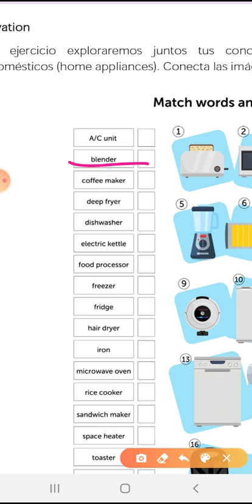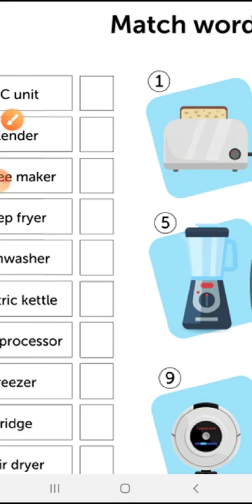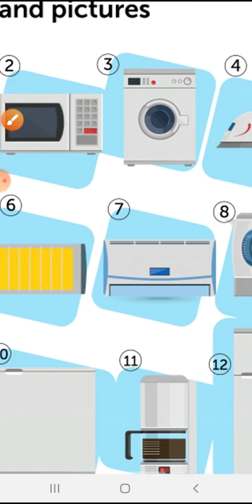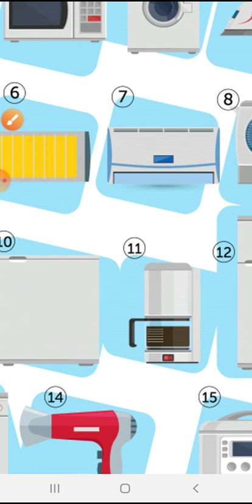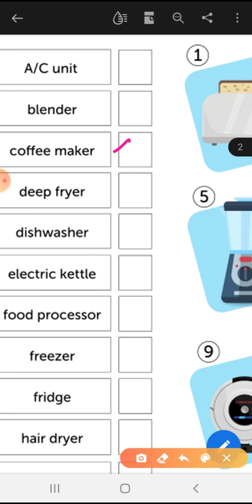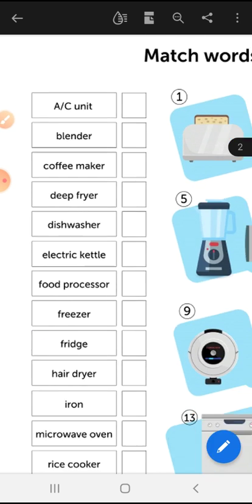Next one is the blender. The blender is number 5. Here is the blender. Yes, number 5. And you write blender next to it, number 5. Okay, same over here. The coffee maker is number 11. Yes, the coffee maker is number 11. So you write here the number next to coffee maker, 11. Okay, escribimos el número a la par del nombre. Yes, in English, of course.